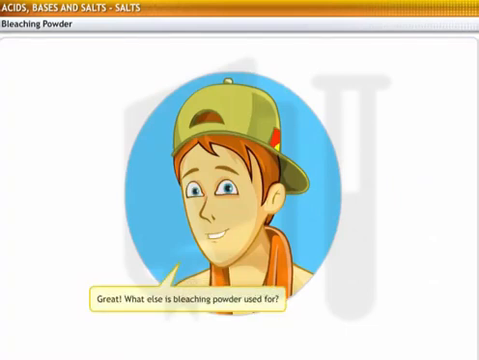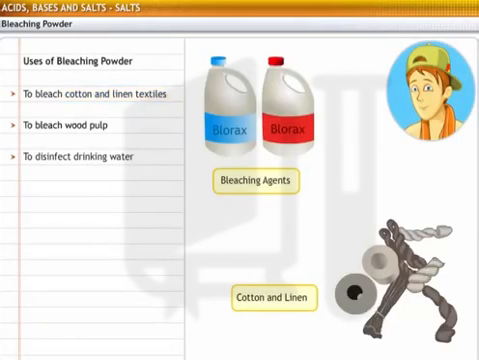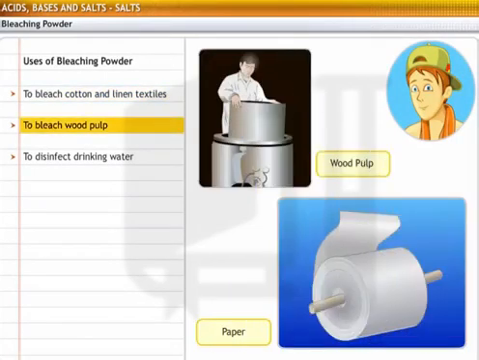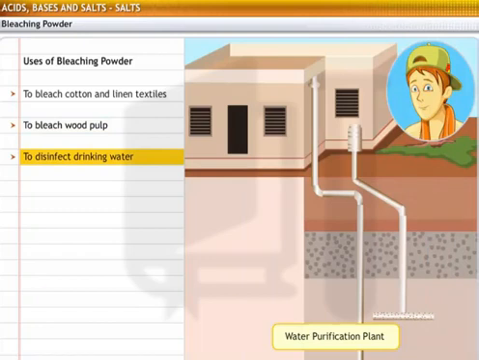Great! What else is bleaching powder used for? It is used to bleach cotton and linen textiles and to bleach wood pulp, and even used in the manufacture of paper. Bleaching powder is used to disinfect drinking water and make the drinking water clean and safe.